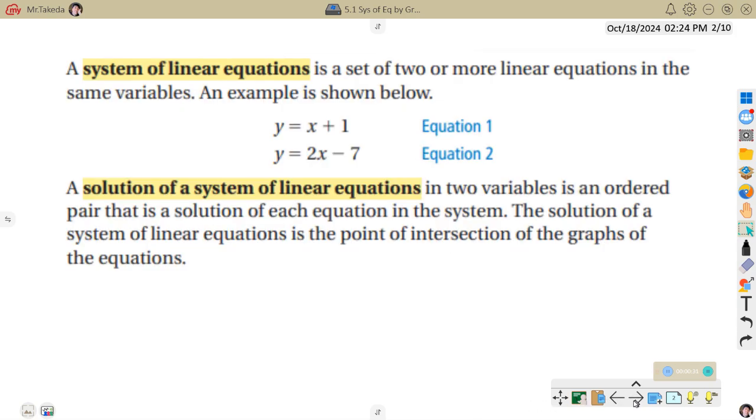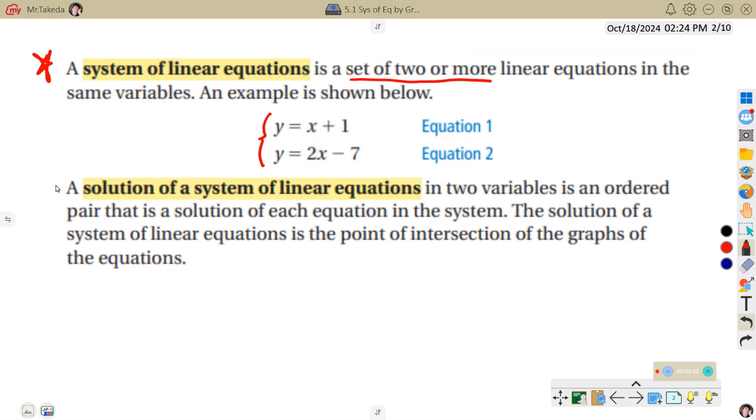Let's go. So we have a couple of vocabulary terms that we have to talk about. First of all, the aforementioned system of linear equations. It's a set of two or more linear equations in the same variables. Here's an example. They both have y and x in them. They can be in slope-intercept form like this. They can be in any form. It's just two of them.